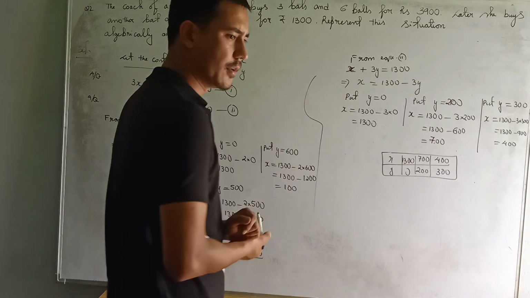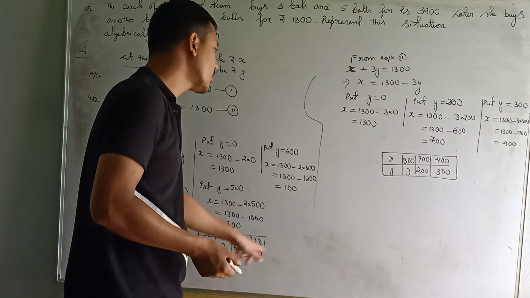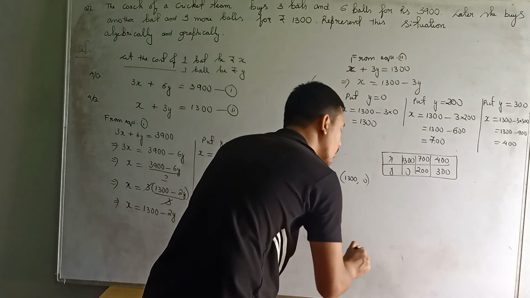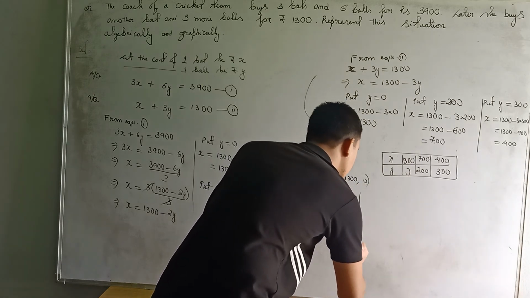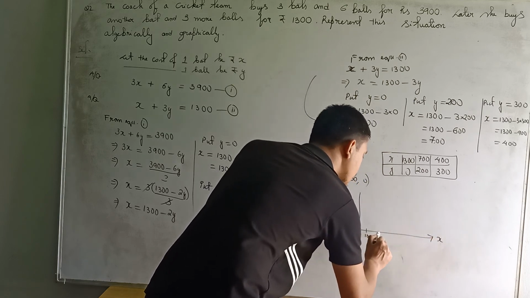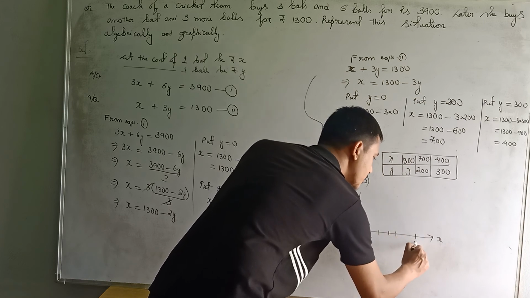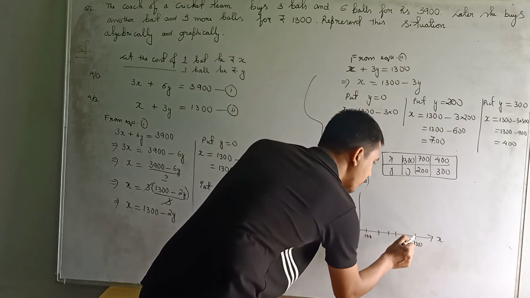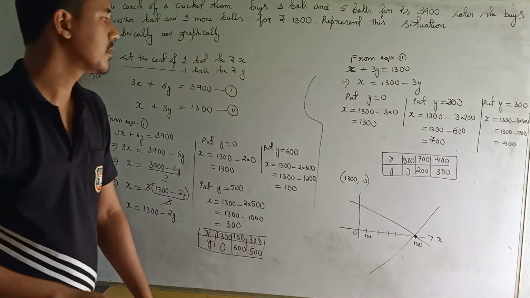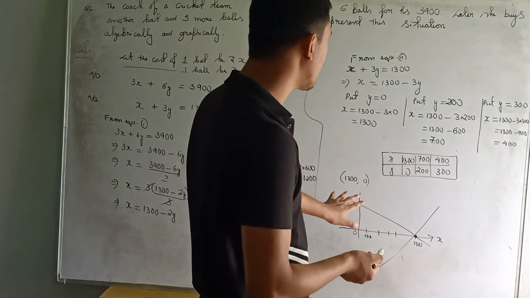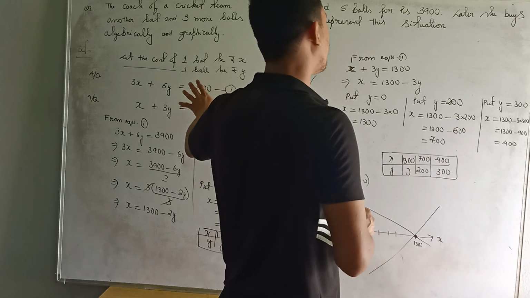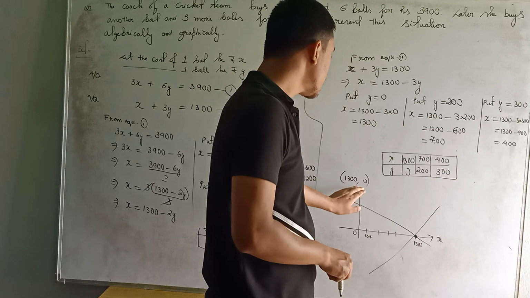So what is the common point here? 1300, 0 is your common point. So when you draw the graph, this is your x-axis. This is your 100, 200, 300, 400, and so on. This is your 1300. So your graph will intersect at this point. So that's the common point. That's the solution. 1300, 0 is the coordinate of a point which is the solution for these equations. So this is the point of intersection.